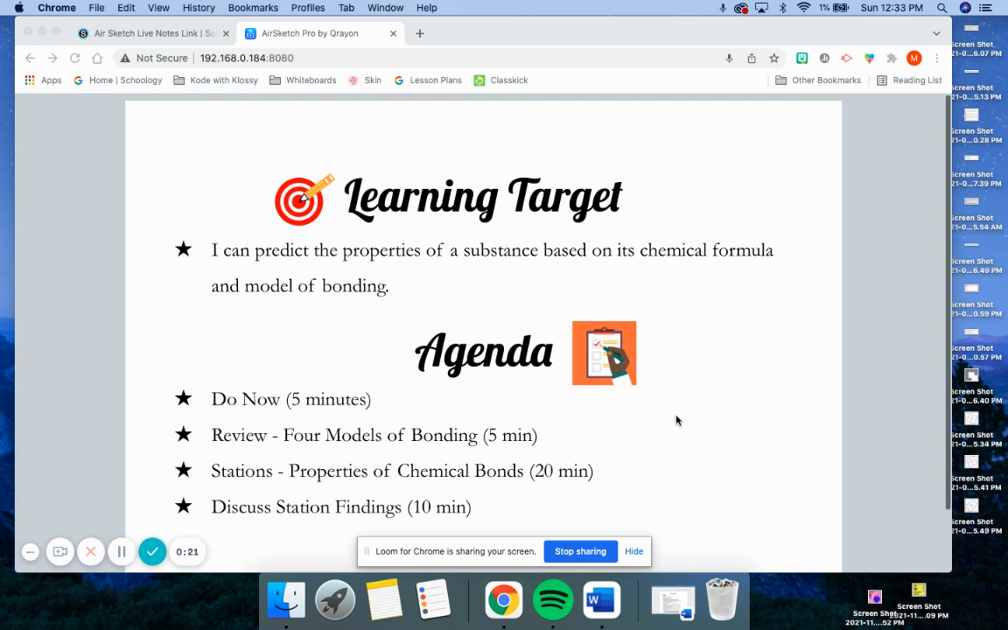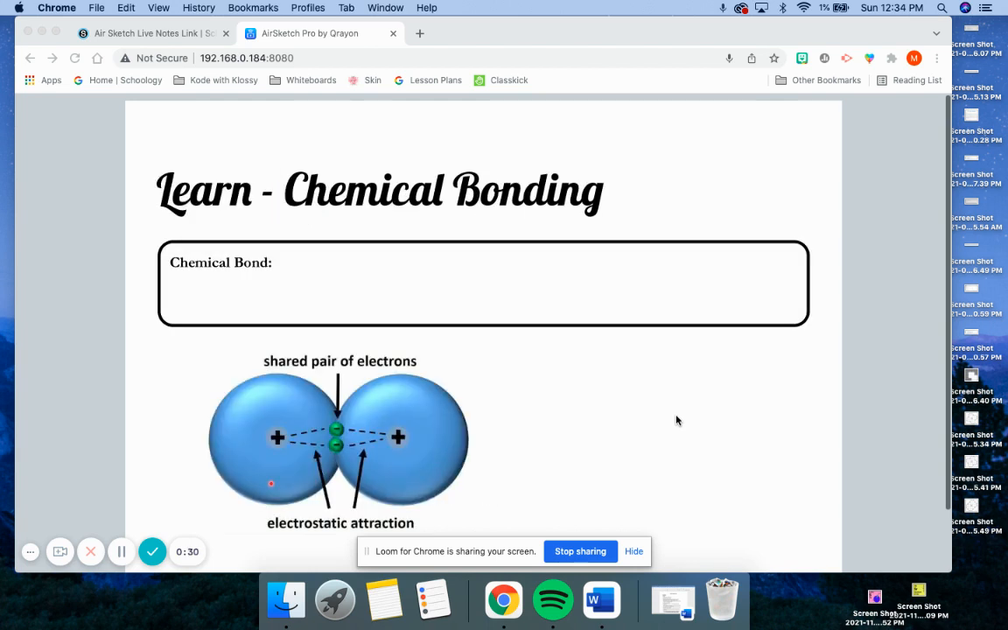Our learning target for today was, I can predict the properties of a substance based on its chemical formula and model of bonding. So we started by recalling from yesterday what the definition of a chemical bond was. And we said that it was a lasting attraction between atoms. And that this lasting attraction had to enable a chemical compound to be formed.